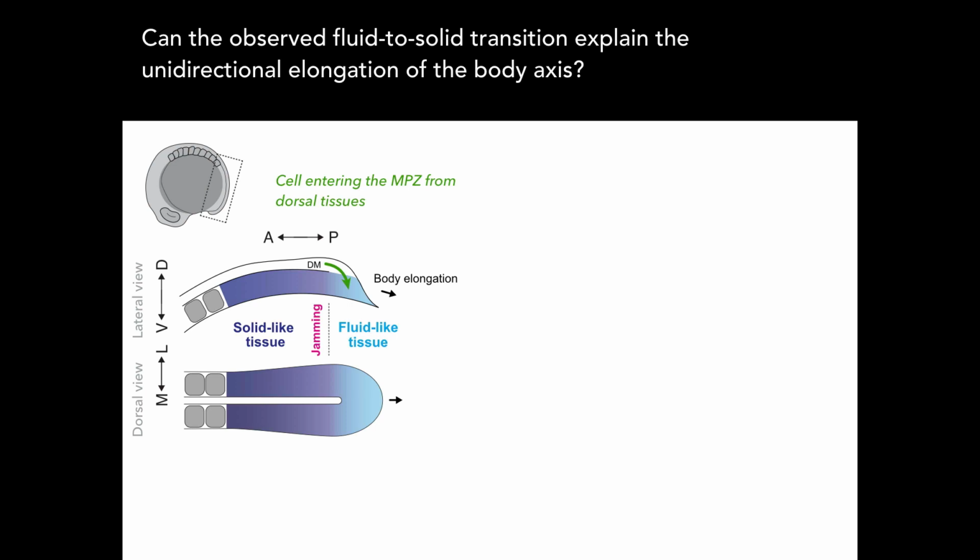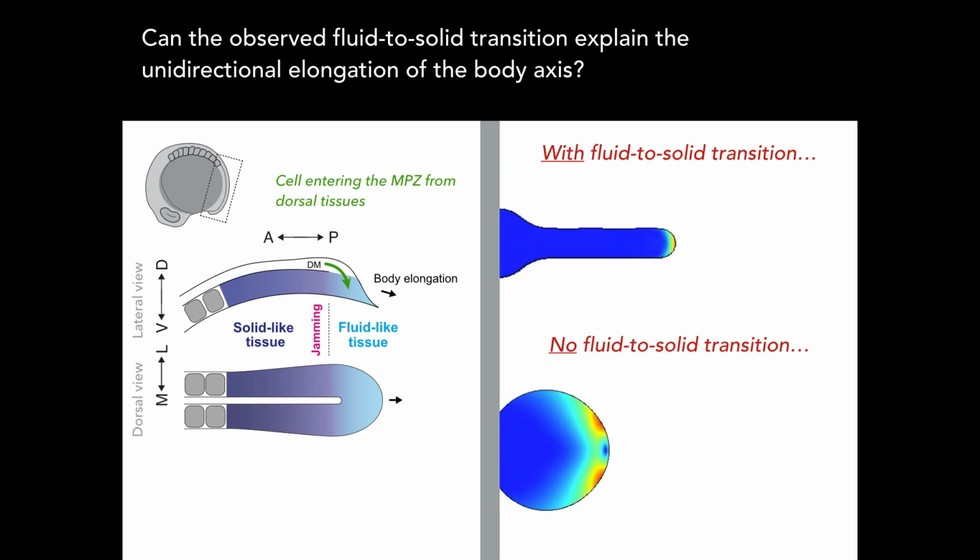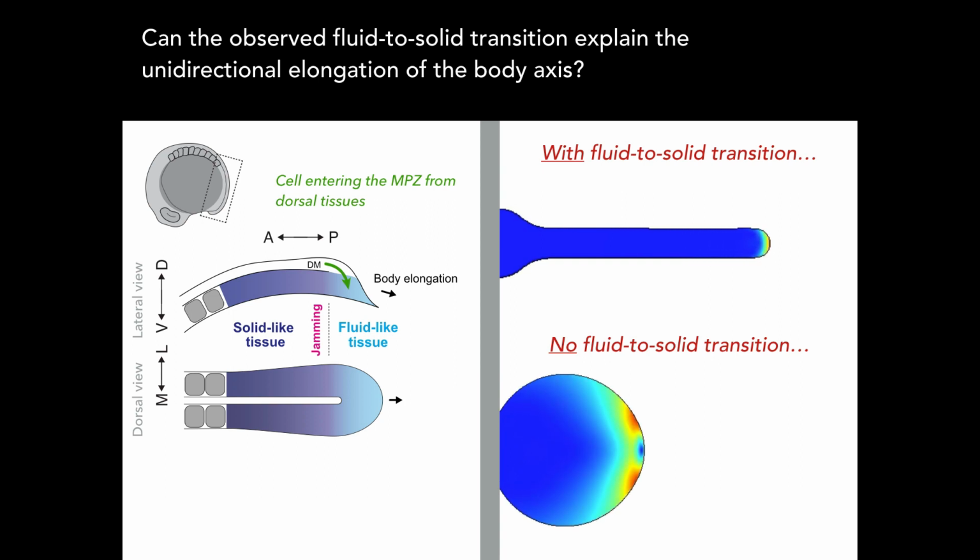Another thing that I didn't tell you, but is actually happening, is that there are cells coming from dorsal tissues, and these cells get inserted in this fluid-like region in the mesodermal progenitor zone. Essentially, it's like adding material to that region constantly. So if you take only these two ingredients, the fluid to solid transition and the cells entering from the dorsal tissues, and you simulate this according to the physical laws that we know, what you see is the following. When there is a fluid to solid transition in the tissue, you get unidirectional axis elongation with large velocities at the tip. But if you don't put in the fluid to solid transition, you get a growing blob.